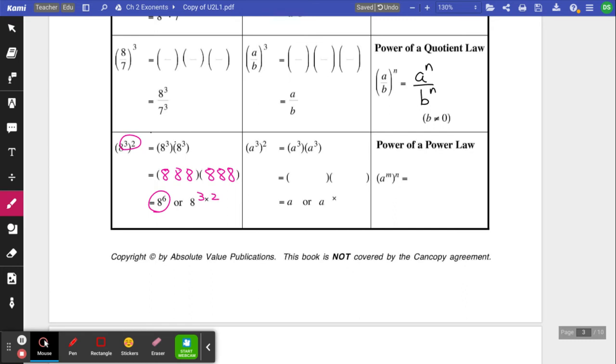So when you have a power of a power, you multiply the powers together. Because if you wrote it out as repeated multiplication, you can see it all. So over here, we get a to the mn. There it is. Don't confuse it with m plus n.